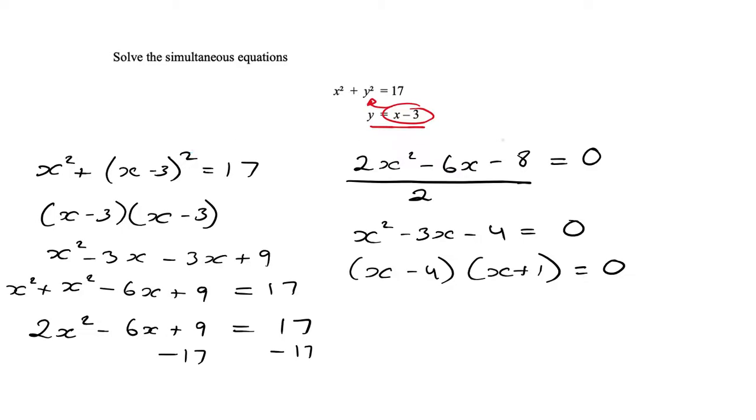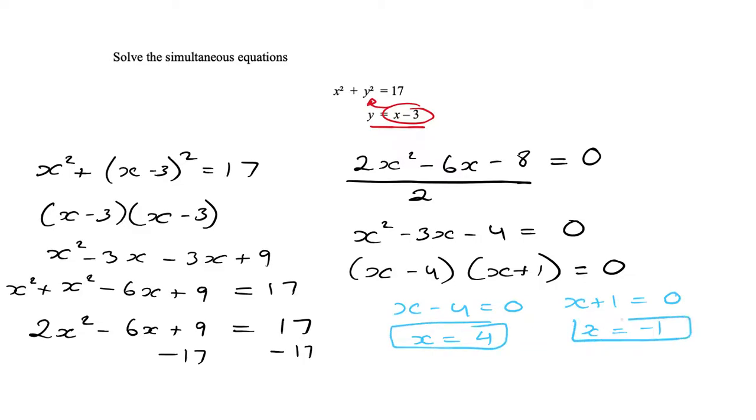Okay, now x minus 4 is equal to 0. X is going to be 4, and x plus 1 is equal to 0. X is going to be negative 1. Okay, so these are our two values for x. Now let's substitute these back into the equation.